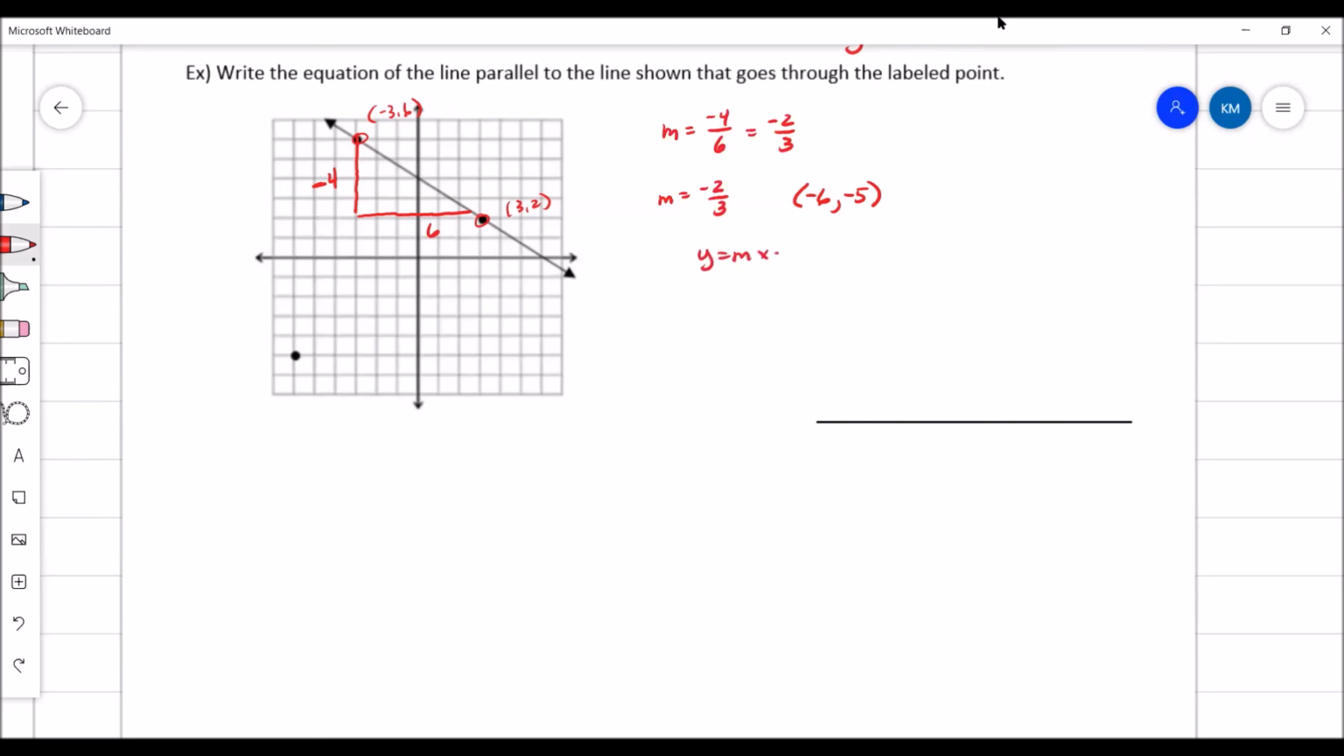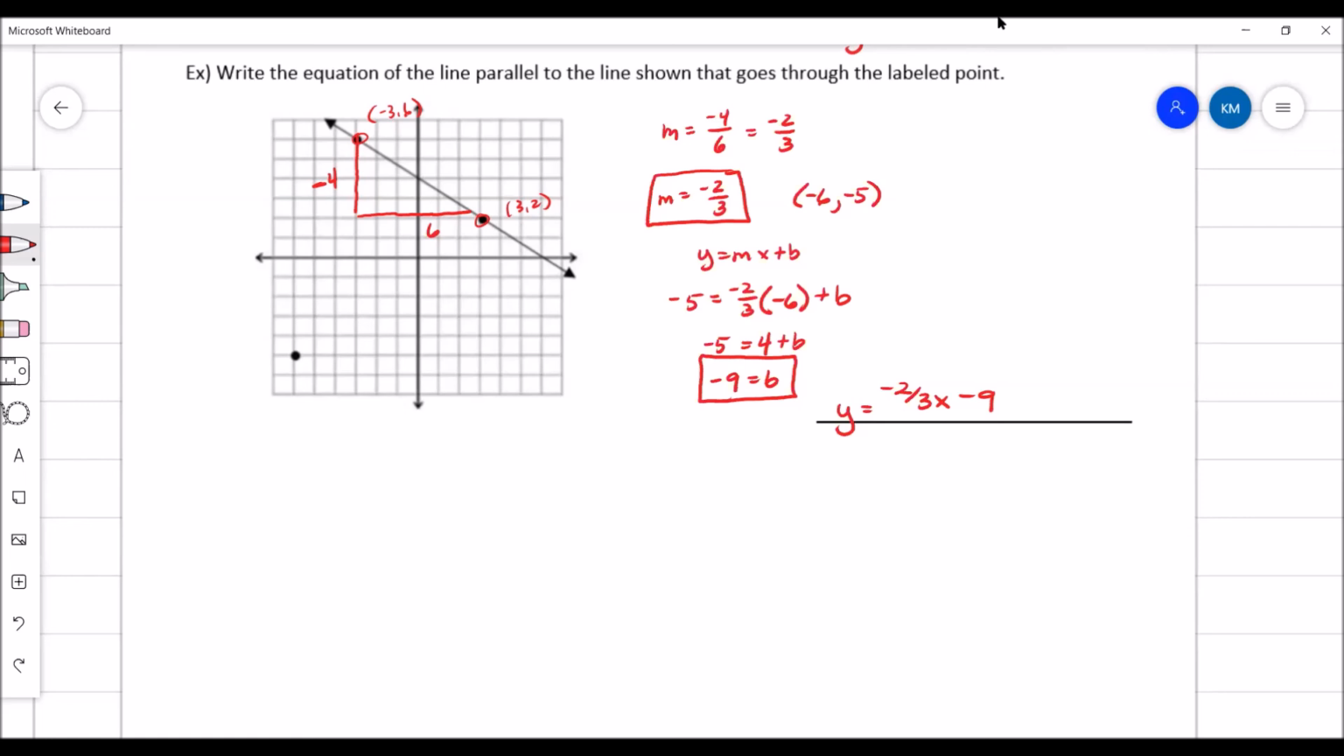y equals mx plus b. I know my y is -5. I know my m is -2/3. I know my x is -6. I don't know b. So -2/3 times -6 is 12/3, which is 4. I subtract 4 from both sides. And so I find my y-intercept is -9. My slope is -2/3. The equation of my line then should be y equals -2/3 x minus 9.